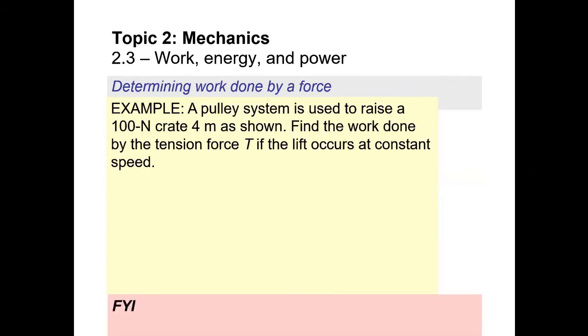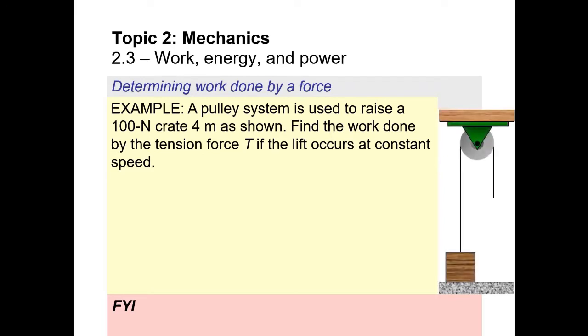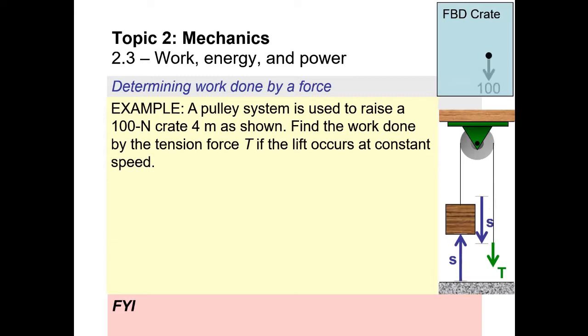A pulley system is used to raise a 100 Newton crate 4 meters as shown. Find the work done by the tension force T if the lift occurs at a constant speed. Free body diagram.